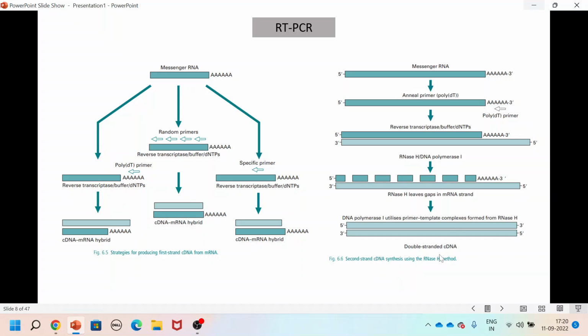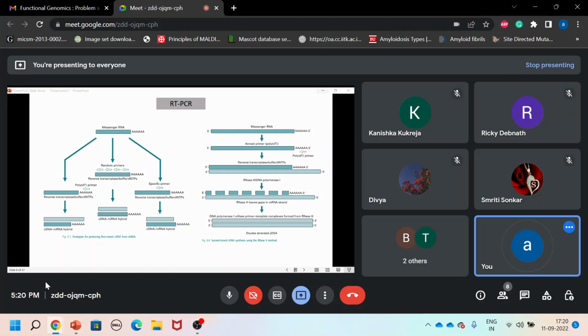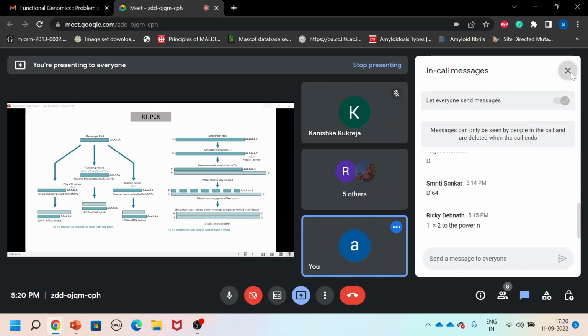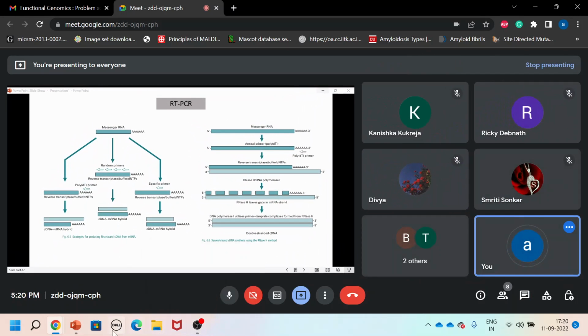If anyone has any doubt regarding the enzymes which we are using or the procedure which we are following, is it clear to all? Okay.